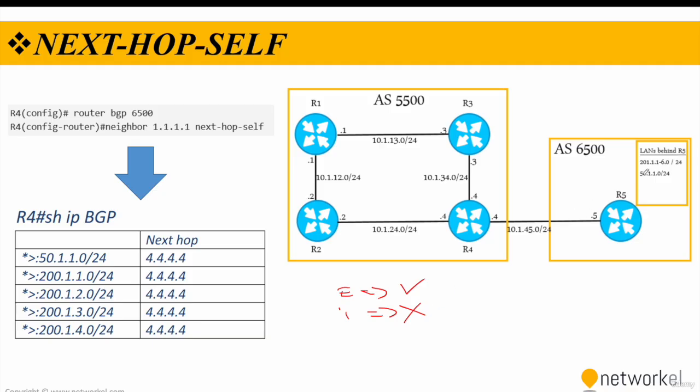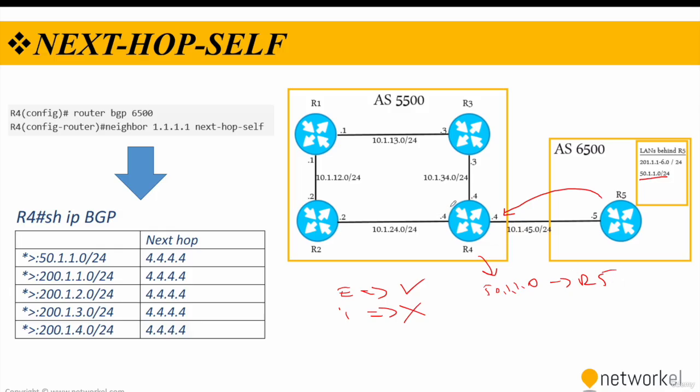So for example, router 5 is advertising some routes to router 4, for example this subnet. This information will be received on router 4, saying there is some network with router 5, 5.1.1.0, and the next hop is router 5 itself. The next hop is router 5.